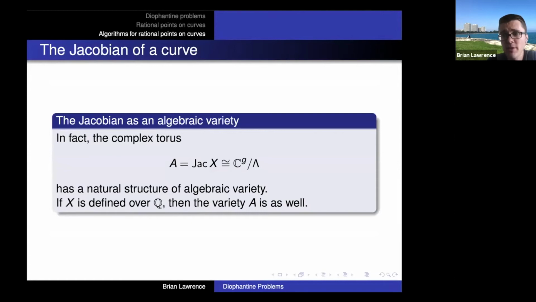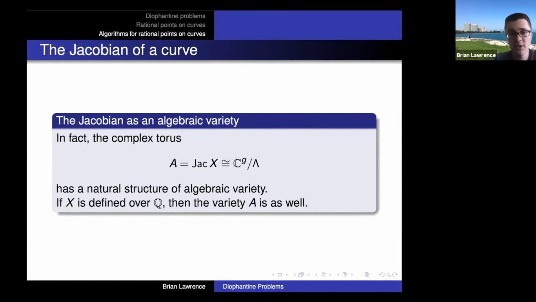Now the Jacobian, the way I defined it before: the curve maps into this complex torus. That map is a complex analytic thing. I took some algebraic differentials and I integrated them. That's very analytic. But in fact, it turns out that the Jacobian has the structure of an algebraic variety, and this map from the curve into its Jacobian is a map of algebraic varieties. If the curve is an algebraic variety over Q, the Jacobian will also be an algebraic variety over Q. And this map will take rational points of the curve to rational points of the Jacobian.